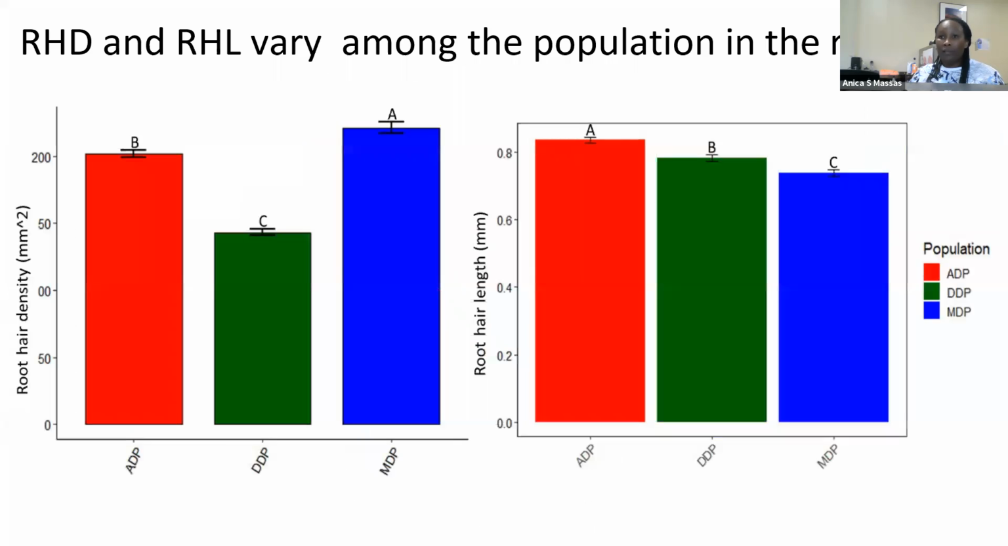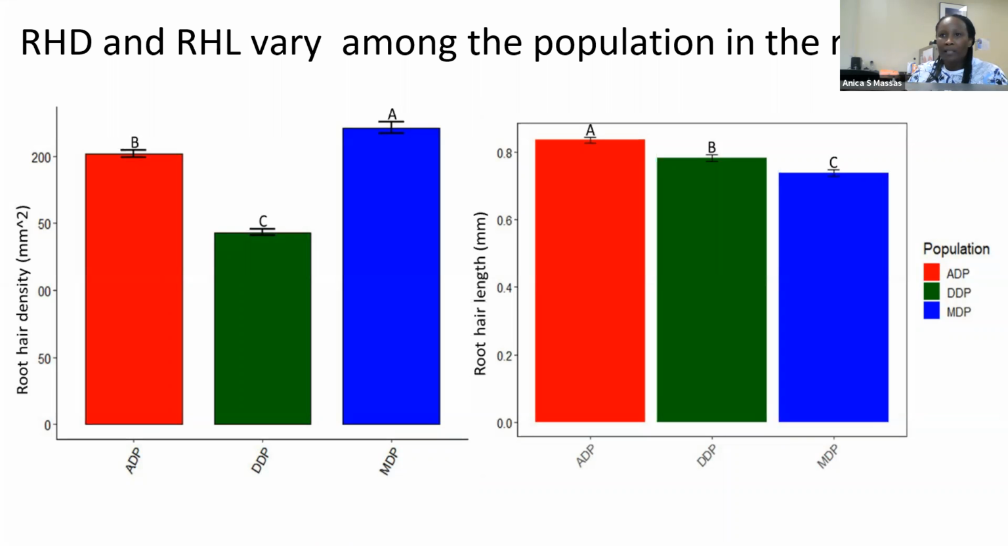And so what we did, we had rolled labs, and we looked at the variation there. We did this in the rolled lab population for the 3 populations, and we found that the Mesoamerican diverse panel has higher density compared to the rest of the populations. And for root hair length, we found that the Andean diverse panel was the best one compared to the rest.